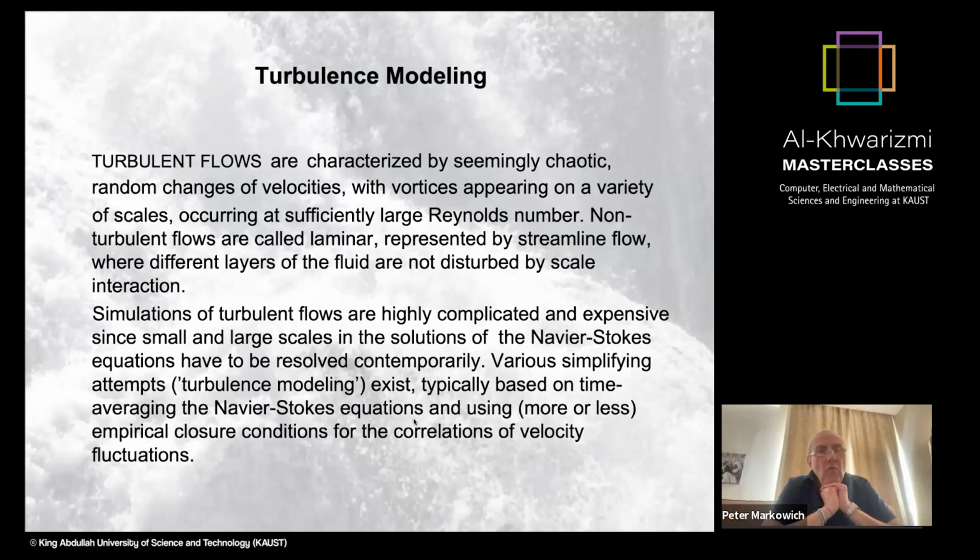Okay, when you talk about fluids, you also have to talk about turbulence, of course. Now, turbulent flows are characterized by apparently chaotic, random changes of velocities, and you have vorticity appearing. It is very important to say that vorticities appear on a huge variety of scales. And all this occurs at sufficiently large Reynolds numbers. Non-turbulent flows are called laminar. They are represented essentially by streamline flows, where different layers of the fluid are not disturbed by scale interactions.